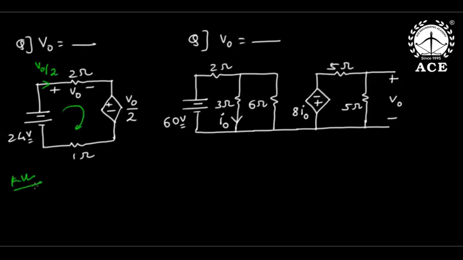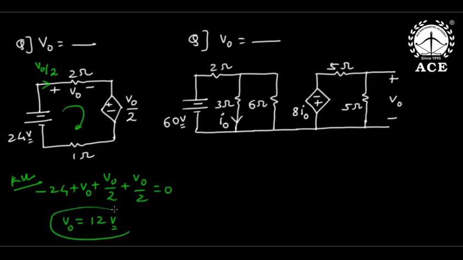If I write a KVL: minus 24 plus V naught plus V naught by 2 plus another V naught by 2 equal to 0. 2 V naught is 24, V naught is 12 volts.